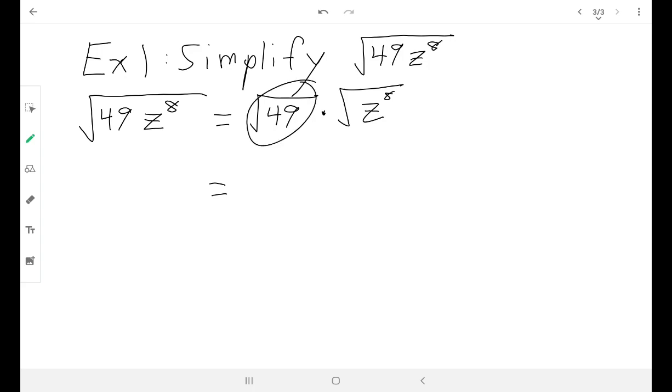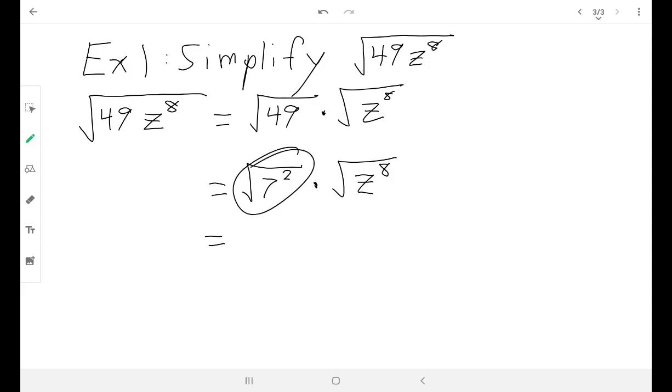So square root of 49, well, 49 is 7 squared, and I'm going to show it to you that way so I can talk about that. And then I want to talk about this square root of z to the 8th also. So square roots cancel squares. So if I have square root of 7 to the 2nd, square root of 7 squared, then the answer to that is just 7. Notice there's no square or square root. They cancel each other.